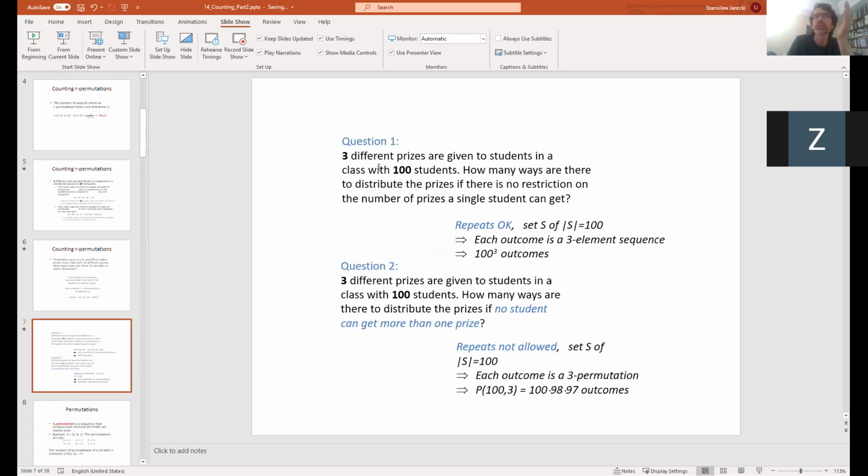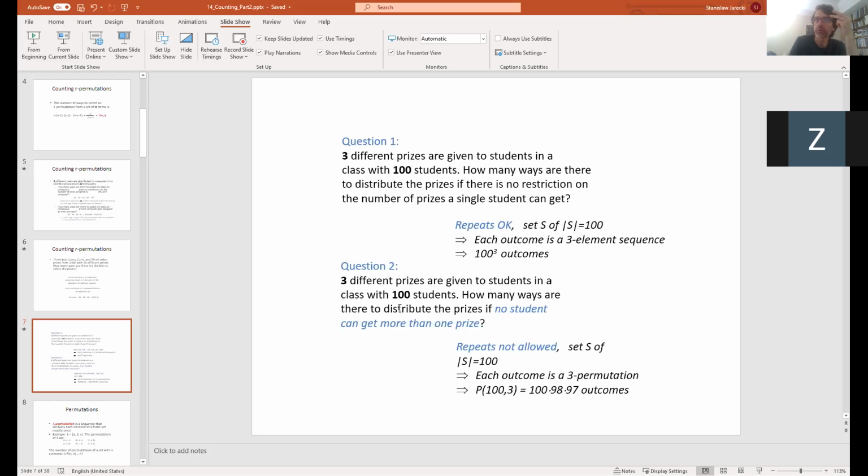How many ways are there to distribute the prizes if there is no restriction on how many prizes a single student can get? So an outcome is a 3-element sequence of students, right? It's a sequence, not a set, because the first is the first prize, the second is the second prize, etc. So it's three characters, and there can be repeats. The alphabet has 100 members, 100 students. How many strings of length 3 in an alphabet of 100? It's 100 to the third.